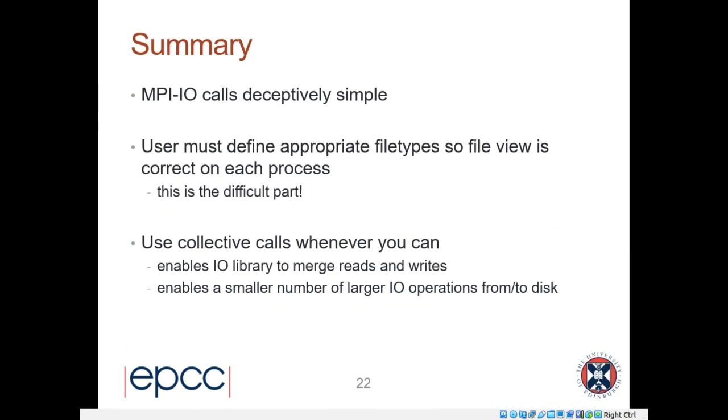So that was a bit of a run through. I didn't really have time to go into much detail, but the important point is the MPI-IO calls are deceptively simple. You just do read_all, write_all. The user must define appropriate file types when you do the set view, so each process sees its own correct part of the file, and that's the difficult part.